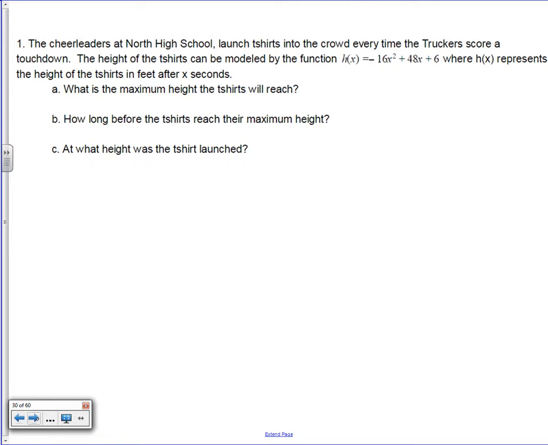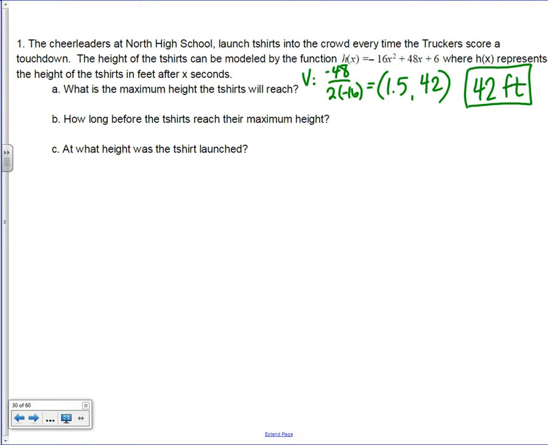That means this will be happening at the vertex. So we need to find the vertex. It is in standard form, so we're going to do negative b over 2 times a, and that will give us 1.5. Plugging in that 1.5 will give me 42. That means the maximum these t-shirts will go is 42 feet up into the air.